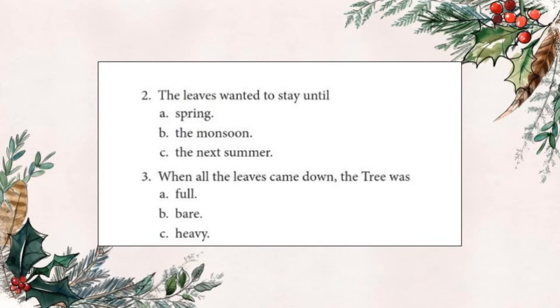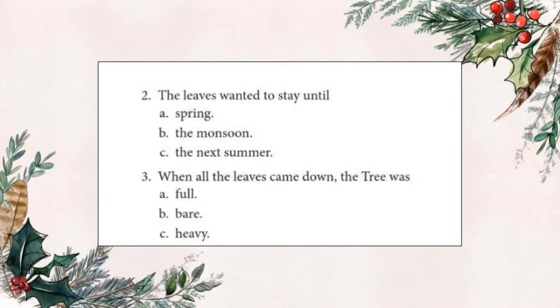Let us see the second one. The leaves wanted to stay until. Options are: option A spring, option B the monsoon, option C the next summer. So students, which option is correct for the second one? The leaves wanted to stay until which season? Yes, you are right, spring. So students, tick on the option A.